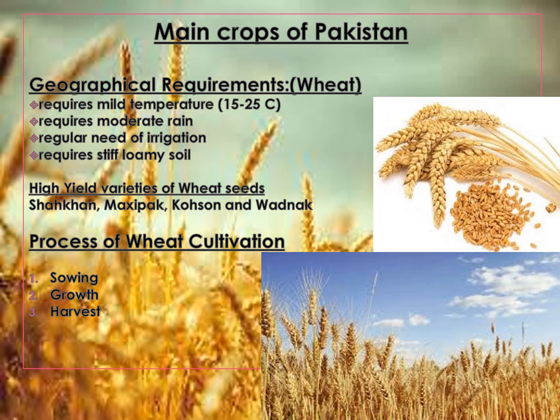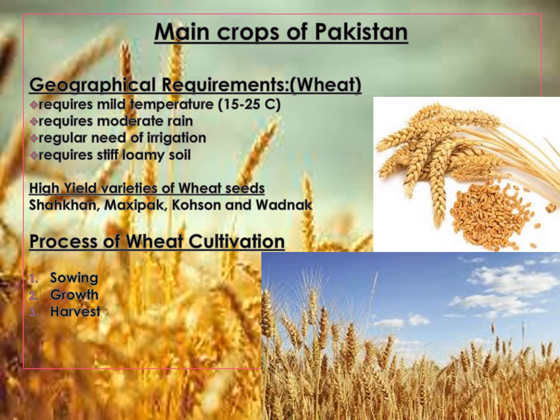If we talk about the geographical requirements, it requires mild temperature from 15 to 25 degrees Celsius. It requires moderate rain, usually from western depressions. A little shower can swell the grain and improve the yield. It requires regular irrigation. It requires stiff, loamy soil. High yielding varieties of wheat seeds are Shahkaar, Maxipak, Kohsar, and Wadan.